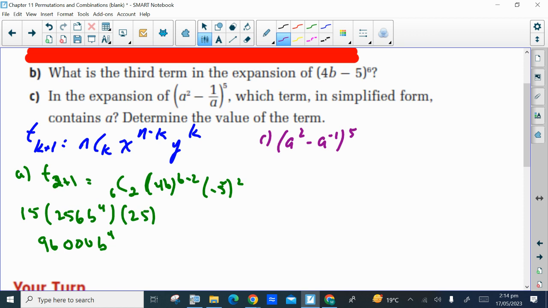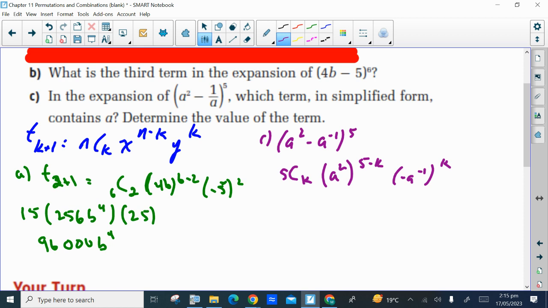So we're not told what the term number is. We need to figure that part out. We need to figure out what k is, which will tell us what the term number is. I know that n is 5 though, so it'll be 5Ck. The first term in the binomial is a squared, which is raised to the 5 minus k. The second term will be negative a to the negative 1, which is raised to the power k.